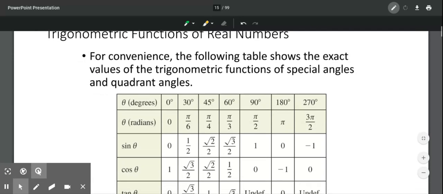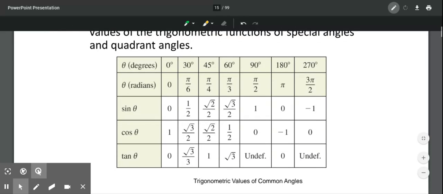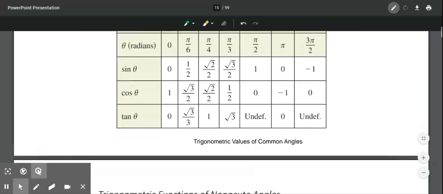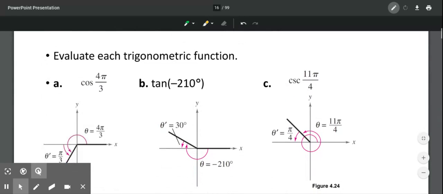In this next slide, we've included a table of your exact values in radians and degrees, just as a reminder. But again, this is that first quadrant of the unit circle that we really need to have memorized at this point. So let's look at example 5.